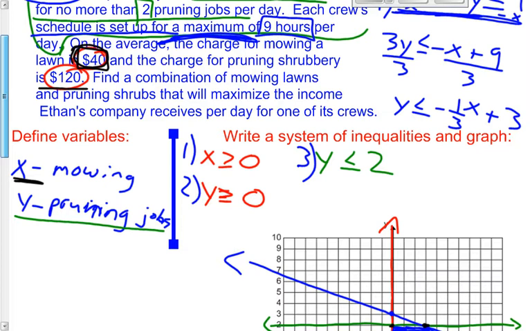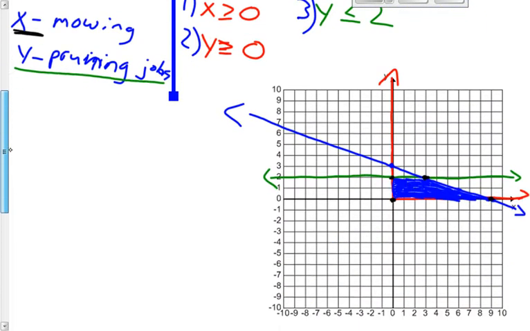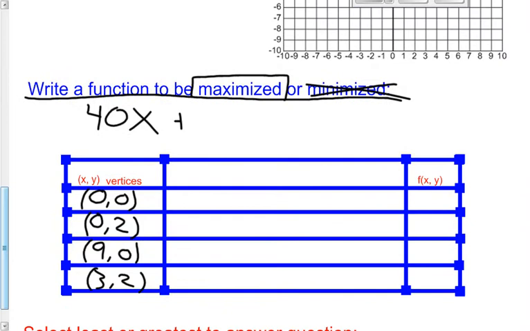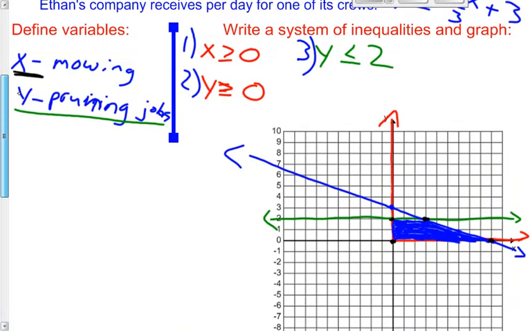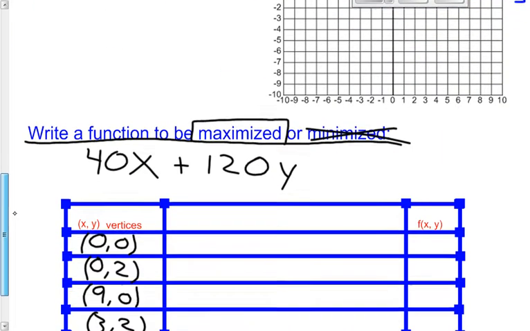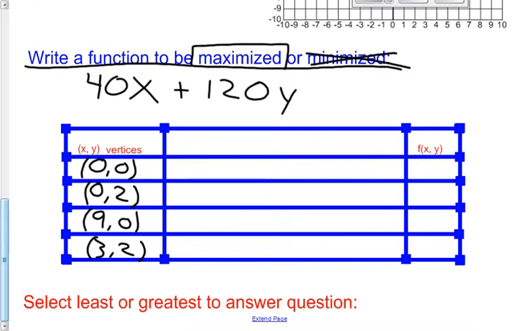Likewise, 120 for pruning jobs. So if he does 1 pruning job, he makes 120. And every other time, you're going to multiply it by 120. So 120 multiplied by our pruning variable, which is y. So this is our function to be maximized. So I'm going to put that right here in my chart. 40x plus 120 times y.